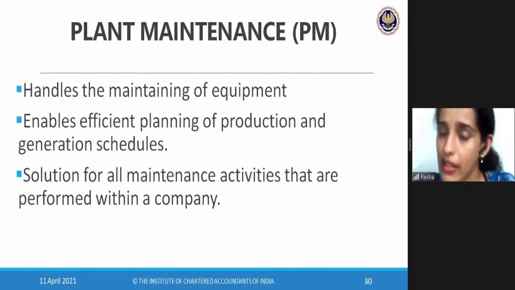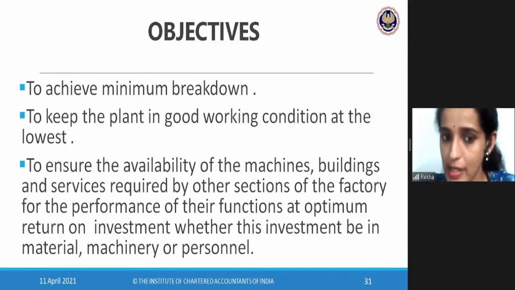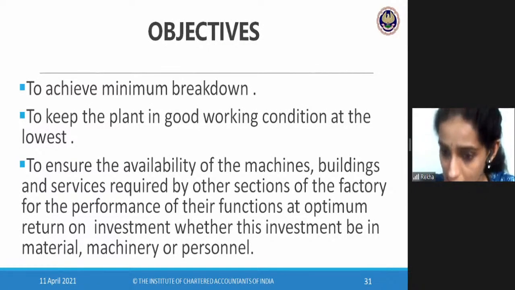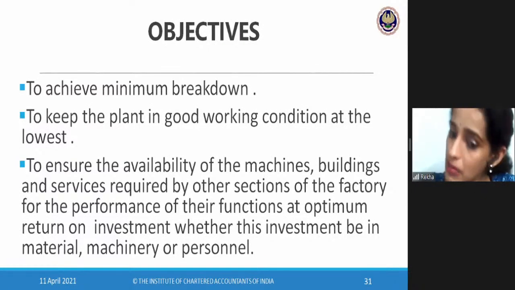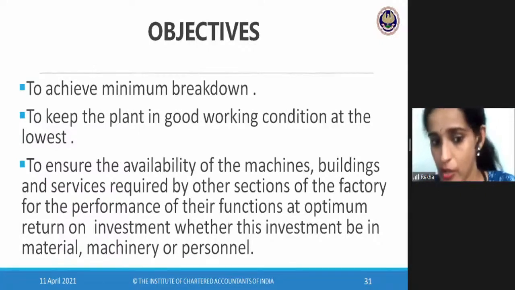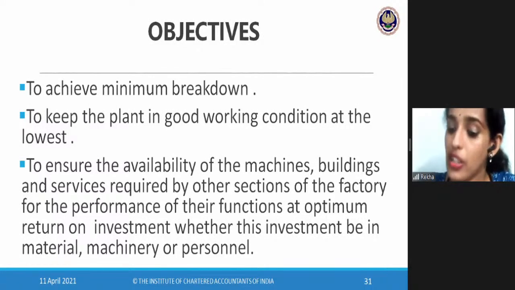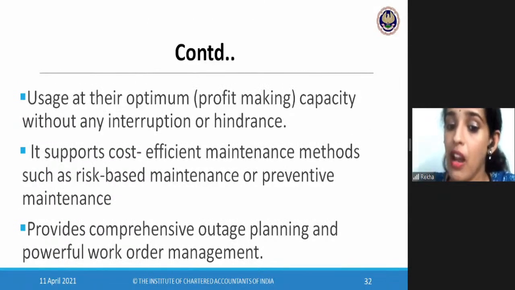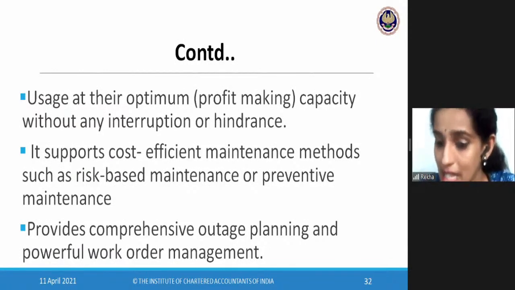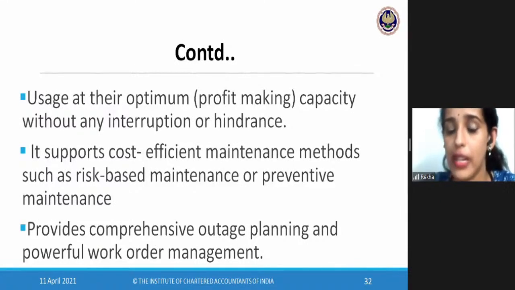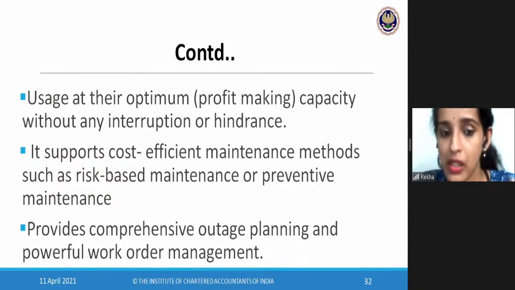So understand, this particular module basically deals with preventing or making sure there is minimum breakdown, maximum or optimum utilization of these machines to get optimum revenue or profit, making sure they are in good working condition, and also providing correct maintenance methods, that is preventive or risk-based maintenance. And in case there is any outage or breakdown, how they will be able to carry ahead with the work. So all this will be covered in this particular module. So from the main exam point of view, you can go with the objective.